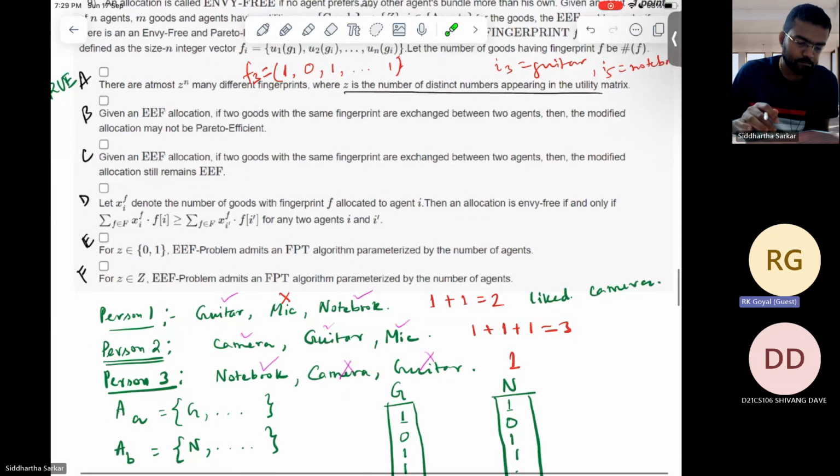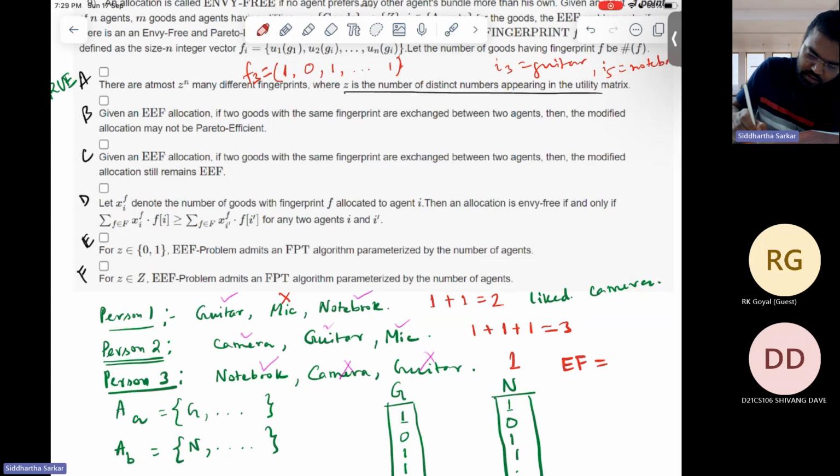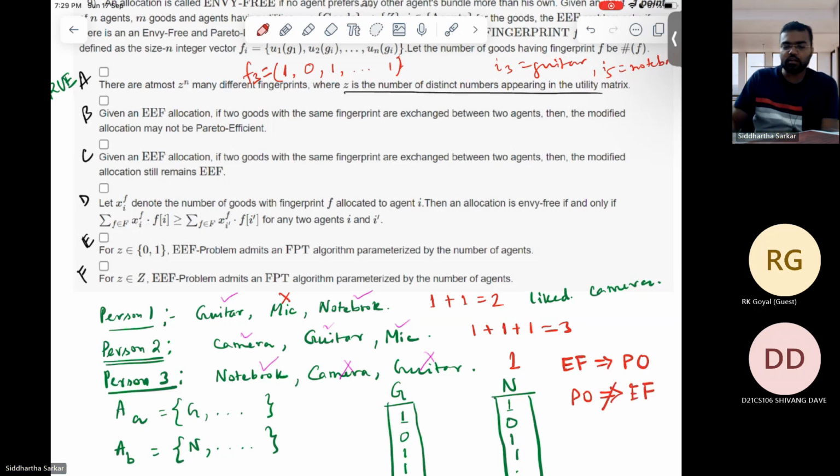All right. So I have a question here: if an allocation is envy free, it is necessary to be Pareto optimal. But if an allocation is Pareto optimal, it is not necessary to be envy free. Is this correct? So you are saying that envy free implies Pareto optimal, and you're saying that Pareto optimal does not imply envy free. Okay, so let me write it down.